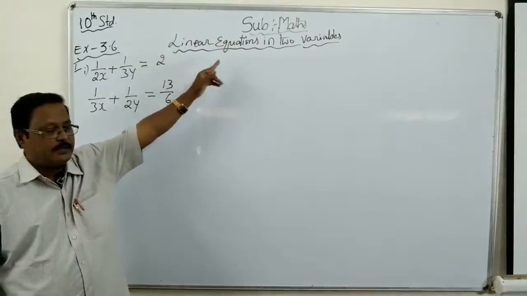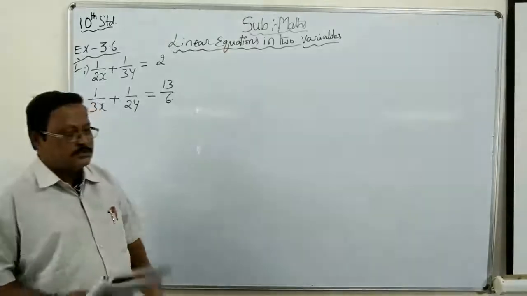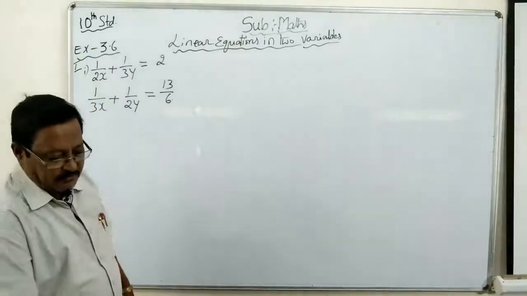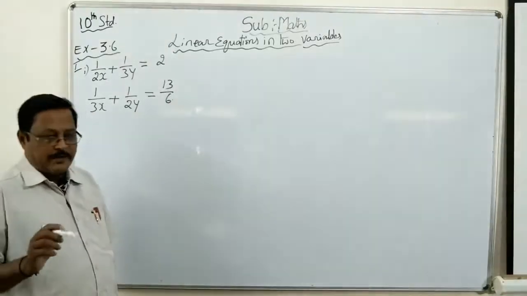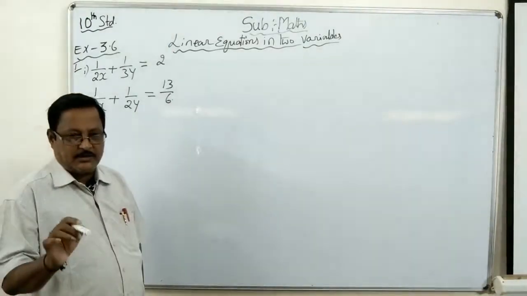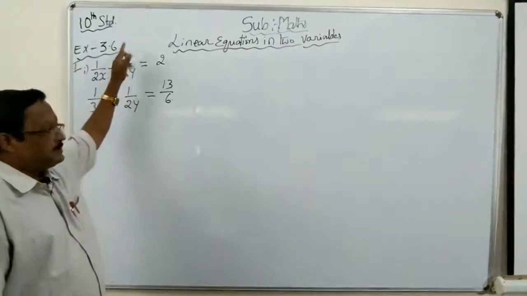Today's 10th standard maths chapter is linear equations in two variables. In that, the last exercise is 3.6; 3.3 and 3.5 are excluded from your syllabus. That's why I am not taking 3.3 and 3.4. Directly I am taking the 3.6 exercise.